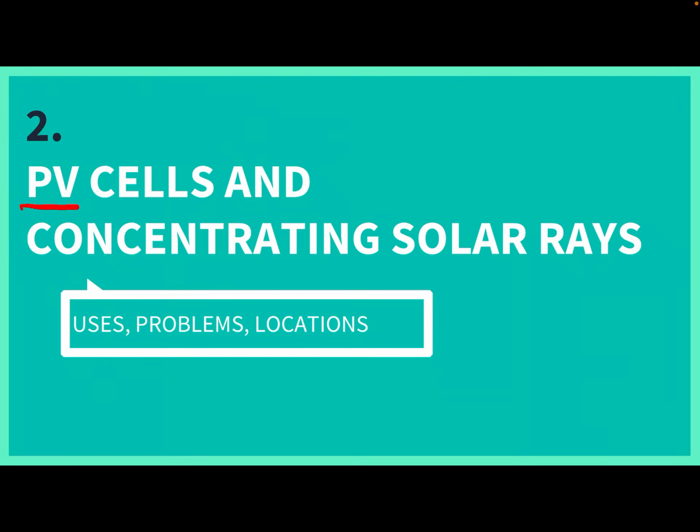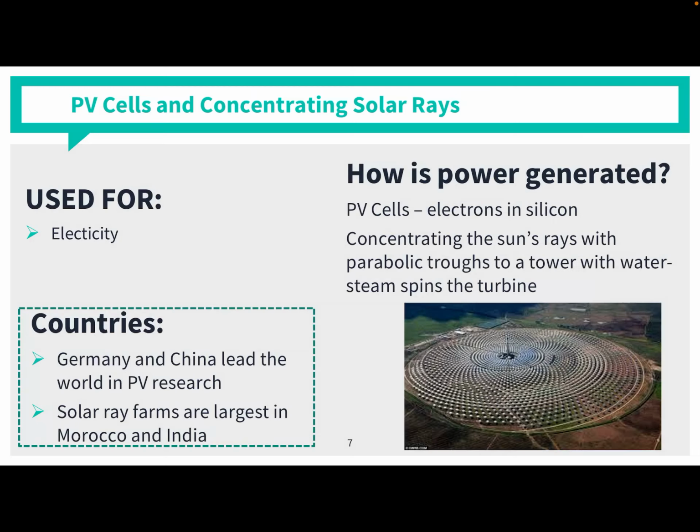Now I want to go a little bit more into photovoltaic cells. You're going to see this interchangeably in the AP exam. Photovoltaic cells are just solar panels. They're the same thing, but the AP used to only use PV cells or photovoltaic cells. Now they kind of use both. It's used for electricity. Germany and China lead the world in research and technology development of solar panels. But solar farms, the largest that exist, are in Morocco and India.